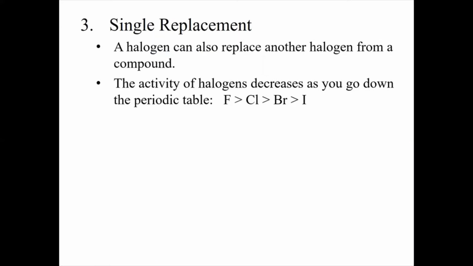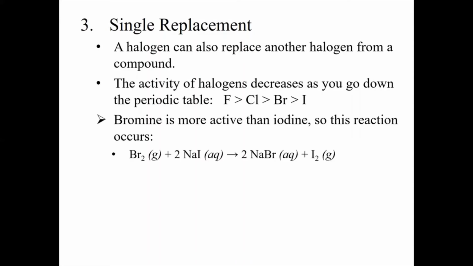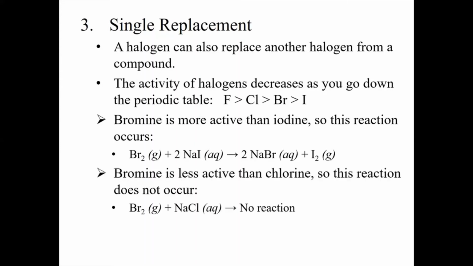Just as a metal can replace a metal, a halogen can also replace another halogen from a compound. Recall from our chapter on the periodic table that for the halogens, reactivity decreases as you go down the family. So fluorine is the most reactive halogen. Iodine is the least reactive halogen. So bromine is more reactive than iodine. So the reaction between bromine and sodium iodide will occur. However, bromine is less reactive than chlorine, so the reaction between bromine and sodium chloride will not occur.